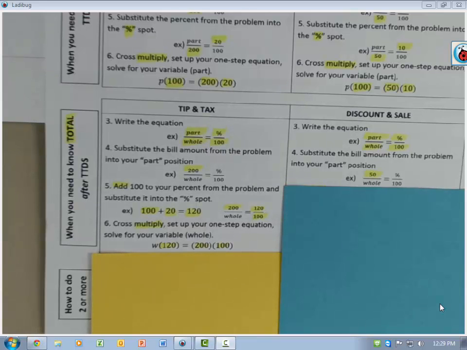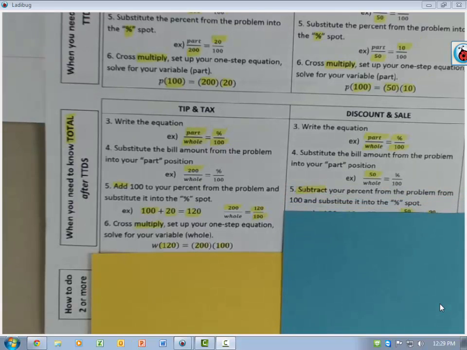Now I know I'm solving for the whole, so I need to figure out the percent. Well, we talked about that. Now you're going to subtract your percent from the problem from 100 and substitute it into the percent spot. Now, why did you subtract 10? Because guess what? You got a 10% discount, so you don't have to pay 10% of that amount, right? So we take the whole amount, which was 100%. We get to subtract 10% because we don't have to pay that because it's a discount. We're only paying 90% of that 50.